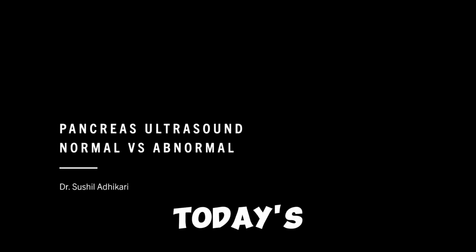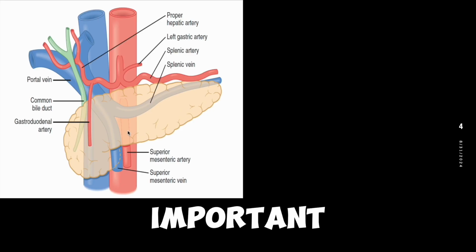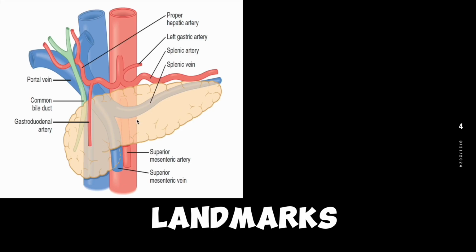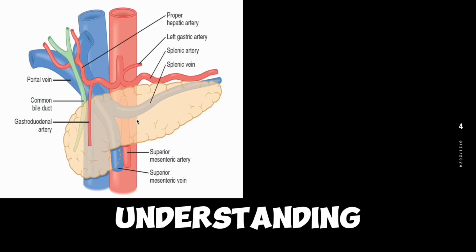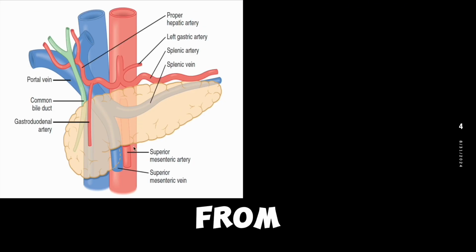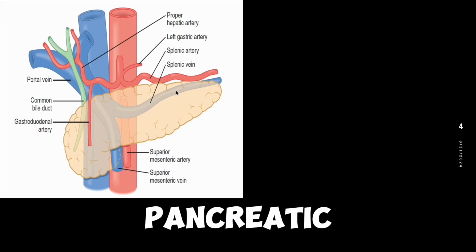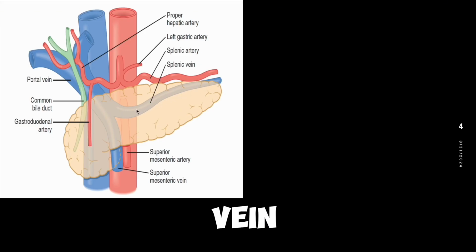Hello everyone, in today's video we are going to discuss the normal ultrasound of the pancreas and ultrasonographic findings in acute pancreatitis. This is a very important diagram because it shows vascular landmarks that are quite important for understanding pancreatic anatomy. From the abdominal aorta, the superior mesenteric artery arises. Another important vascular landmark is the splenic vein, because this landmark is quite frequently seen in pancreatic ultrasound. The splenic vein combines with the superior mesenteric vein to form the portal vein.